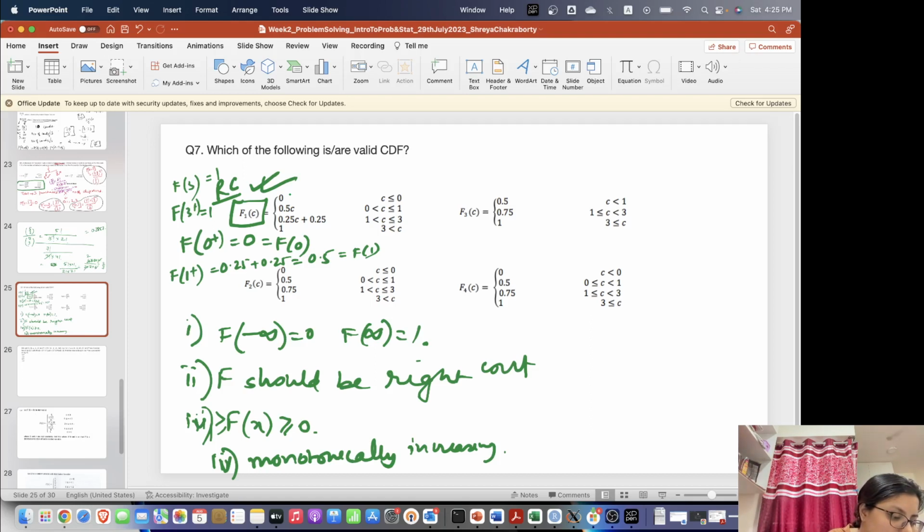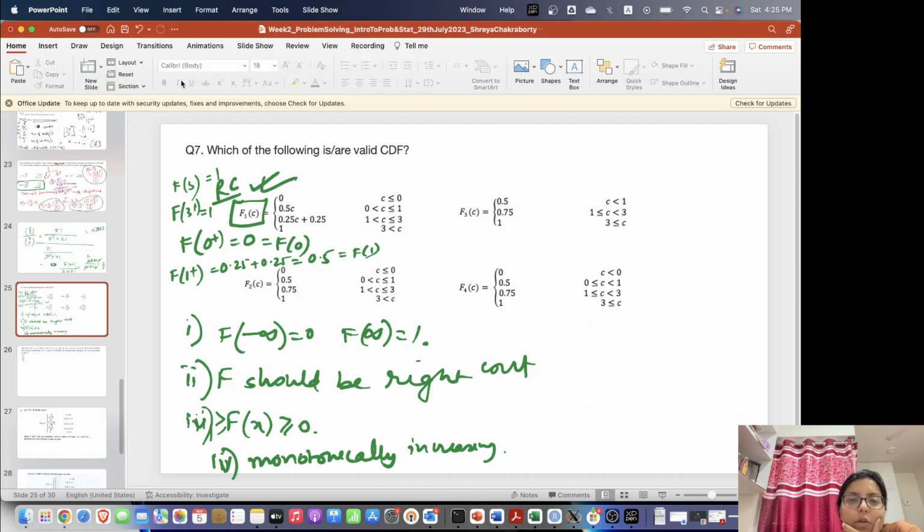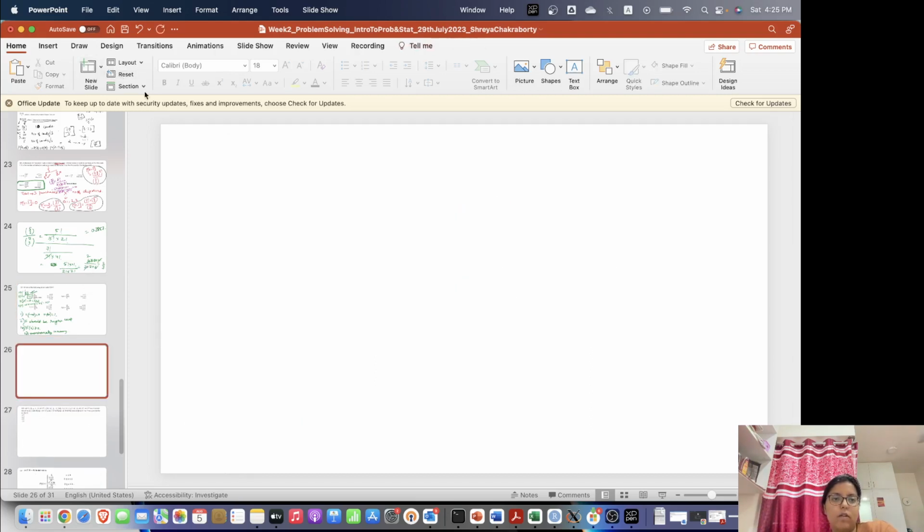Is it clear? Any doubt? No, ma'am. Okay. Then we have to find whether F2 is a valid CDF or not. So this is F2. Do you think this is a valid CDF?